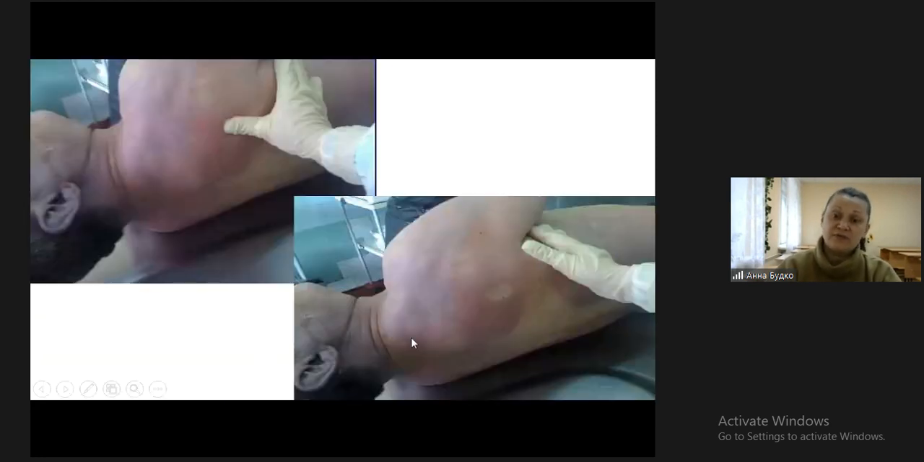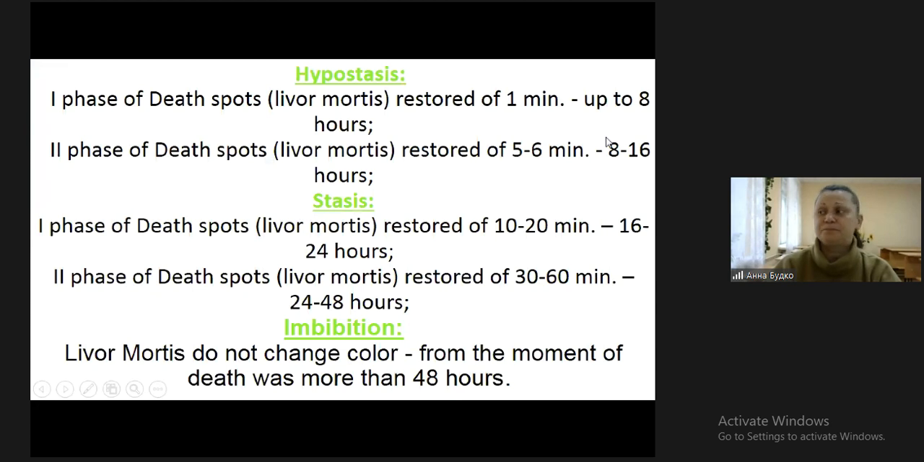An interesting photo for me: look, you can see the lateral surface and the posterior surface of the body, with livor mortis of large size. As a result, this man is dead because livor mortis, this dead spot, is an early absolute sign of death. Next is this example with acute death, because livor mortis has large size and very intense color. And look, this is hypostasis, because after pressure, livor mortis has a white color and quickly restores. In hypostasis, I repeat, first phase, postmortem interval not more than 8 hours.